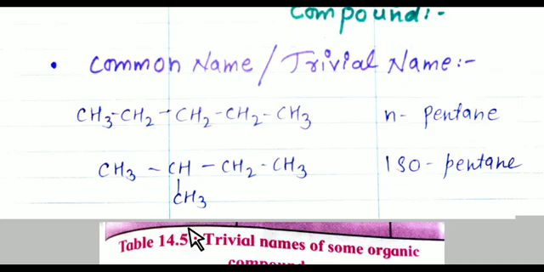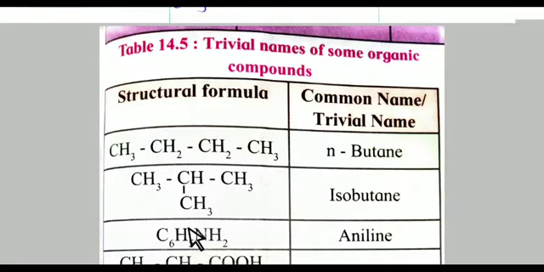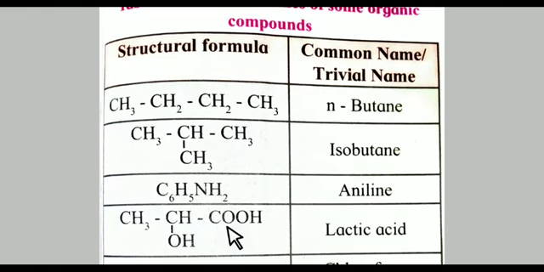So this is some information about the common names of organic compounds. Just see some common names of organic compounds. See here, 4 carbon atoms are there and the longest chain is there, it is n-butane. 4 carbon atoms are again there, but one branch is there, it is isobutane. C6H5, it is aniline. Some of the common names you have to remember, which are fixed and given by the scientists.